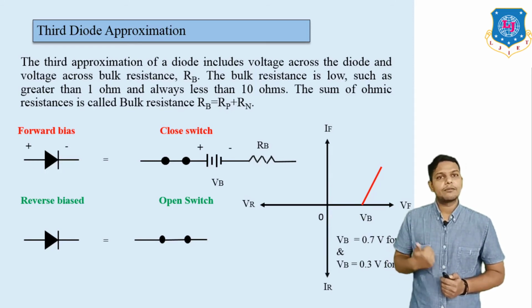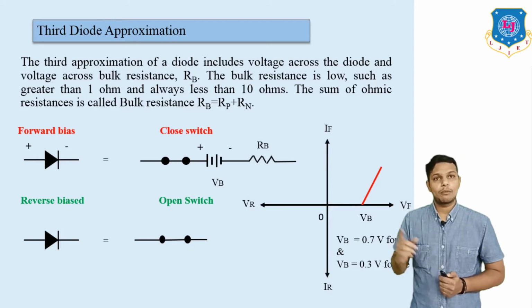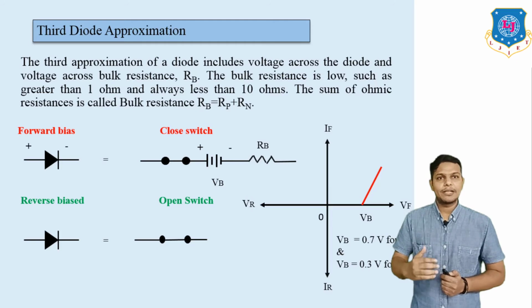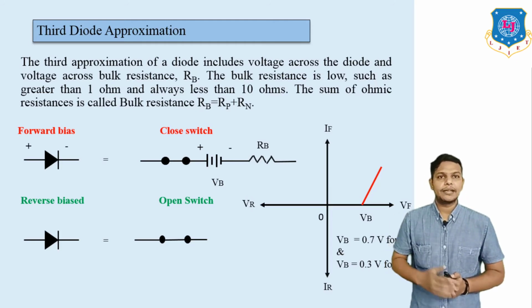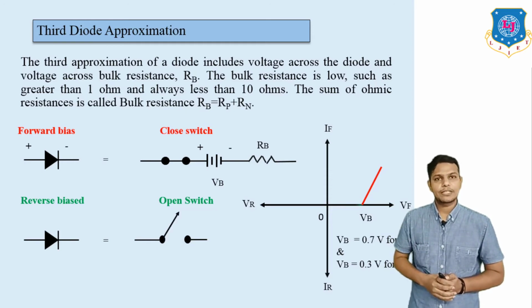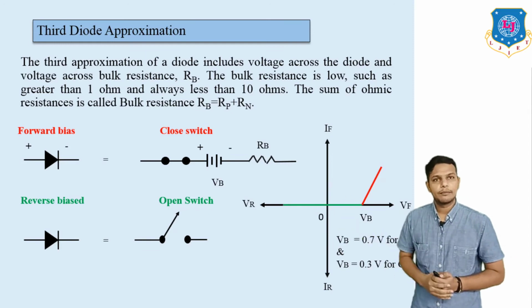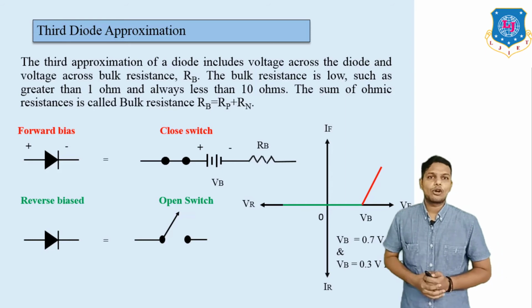Similarly, as we discussed in the first diode approximation and second diode approximation, here also your circuit will be open because the diode is not working in reverse bias. So current always flowing from anode to cathode means closed switch. If current flows from cathode to anode, then it will be an open switch like this. So its graph is obviously a straight line because no current flows in this circuit. So this is the third diode approximation.